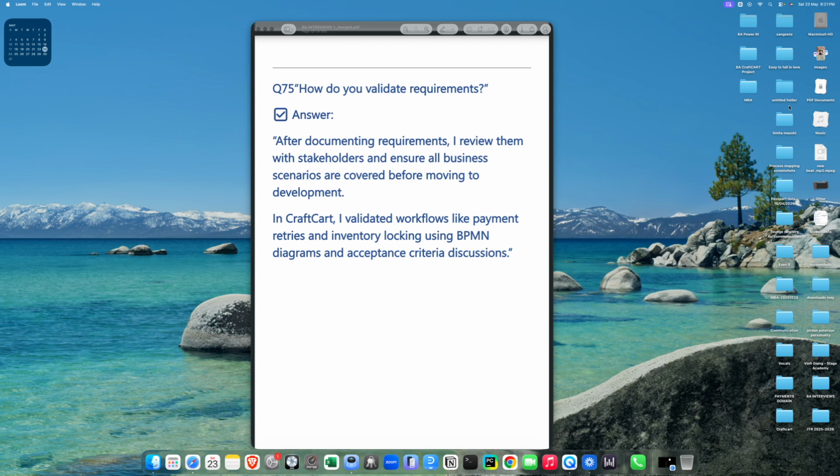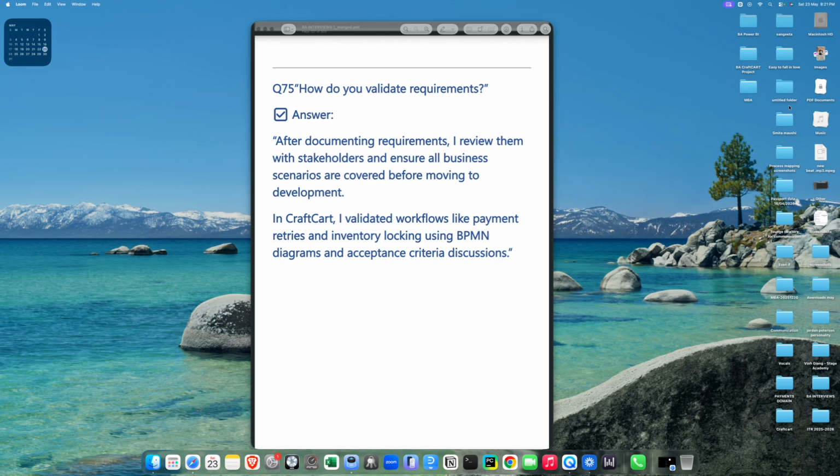So here, as you can see, a business analyst documents requirements, reviews them with stakeholders, and ensures all business scenarios are covered before moving to development. That is basically how a business analyst validates requirements. First, he reviews them with stakeholders. Basically, a workshop would be held to understand if there are some bottlenecks or if the requirements are clear, testable, and ensure all business scenarios are covered before moving into development.